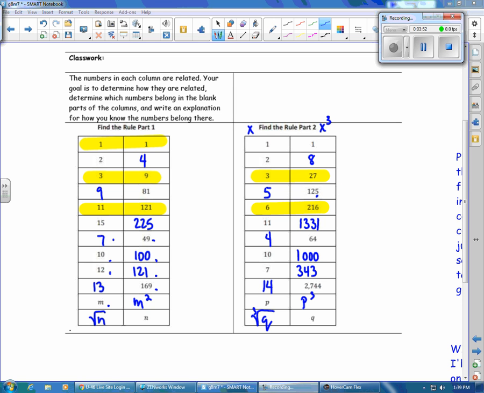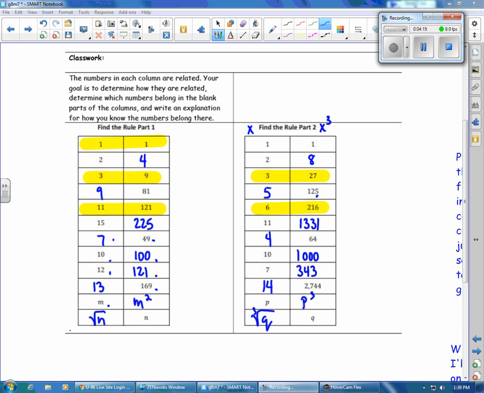Alrighty, check your work. 11 times 11 times 11 is 1,331. The cube root of 64, you might have been thinking 8, but that would have been the square root. The cube root would be 4. 10 times 10 times 10 is 1,000. 7 times 7 times 7 is 343. The cube root of 2,744 is going to be 14.